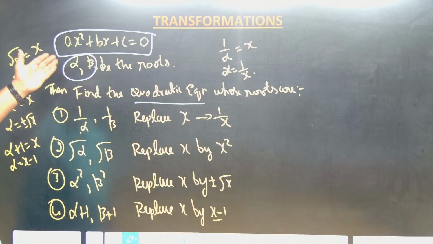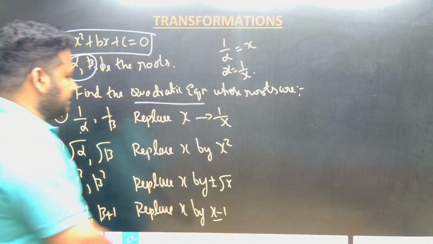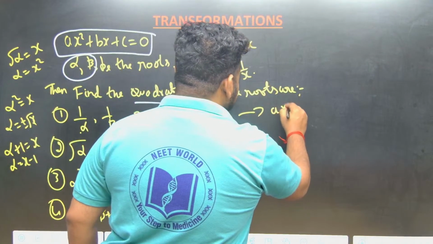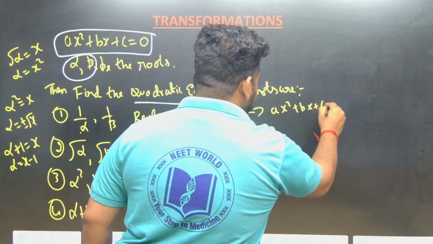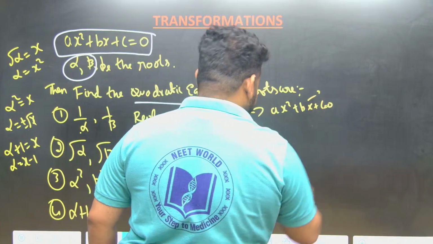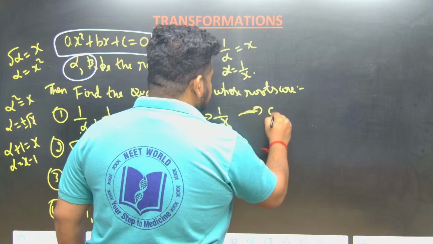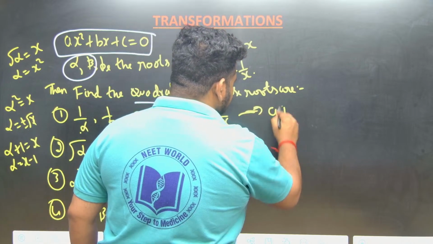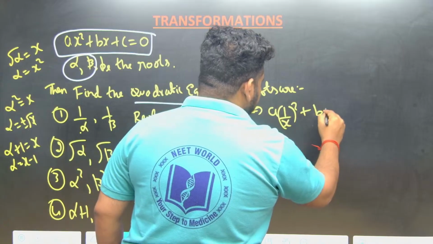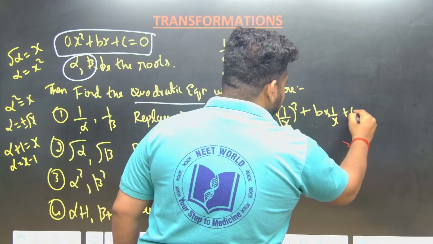Let us take one example, that is ax square plus bx plus c is equal to 0. Suppose I replace x by 1 by x, what will I get here? Let me write the replaced equation itself. So I will have a into 1 by x whole square plus b into 1 by x plus c is equal to 0.